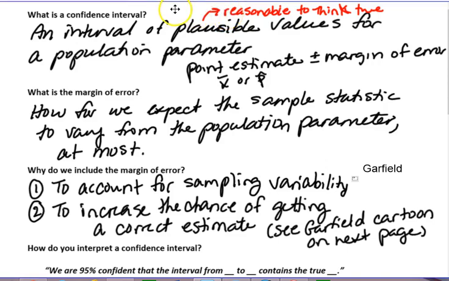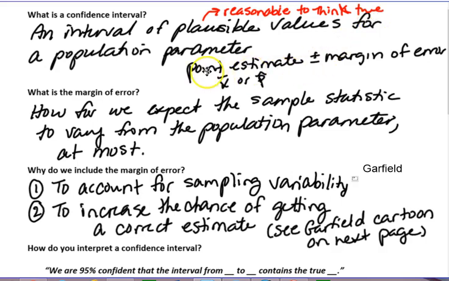Now we're going to look at some definitions. So first of all, what exactly is a confidence interval? How would we define it? A confidence interval is an interval of plausible values for a population parameter. Plausible meaning reasonable to think true. These are reasonable to think that this is true.